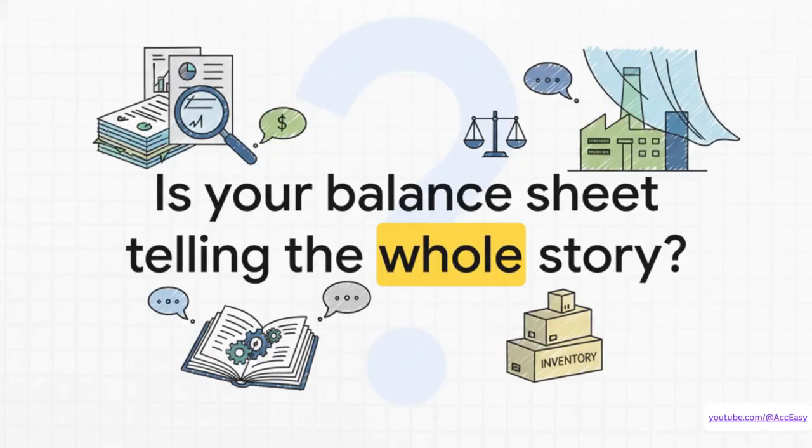And that really brings us to the final thought here. The lower of cost or market rule is all about transparency. It forces a company to ask itself a pretty tough question, and it's a question we should all probably ask when we look at any company's finances. Is this balance sheet really telling the whole story?